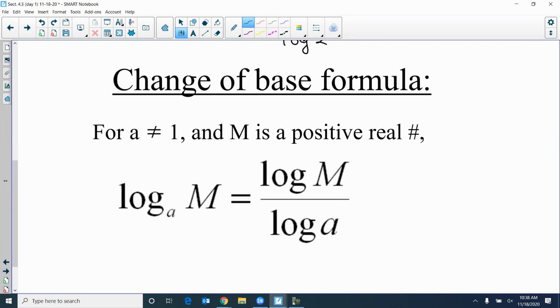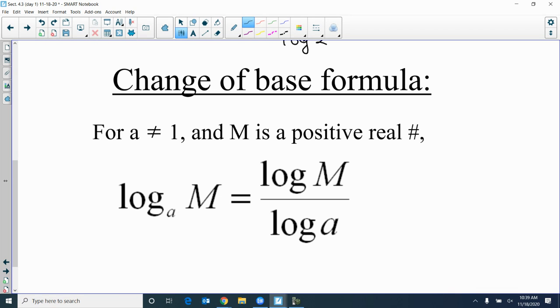Now there will be times you need this where you just can't type it into your calculator. If one of the bases is an exponent, or we want to rewrite something in a certain way. Now this is log base a of m is automatically equal to log of m over log of a. The log of the number we're using, and then the log of the base.